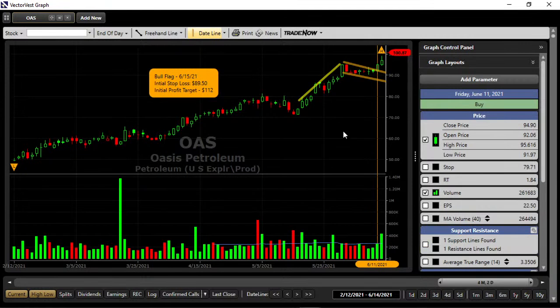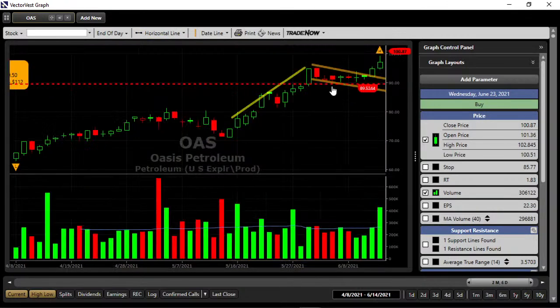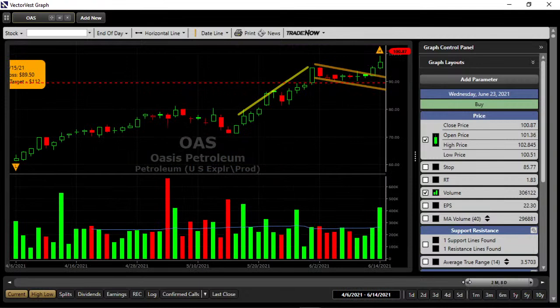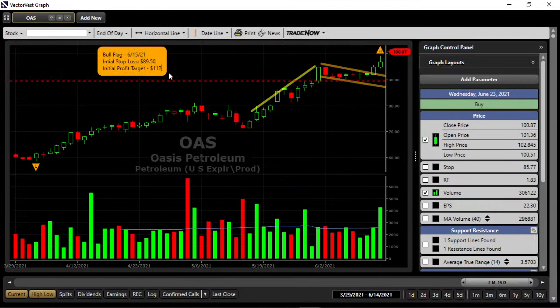Okay, so let's put some numbers to this now. My initial stop loss, let me draw a horizontal line. I wrote on my chart here, I created a little note, $89.50. That's right there. A little bit below the low of the consolidation period. Let me zoom in so we can see it a little bit better. That was my initial stop loss. My profit target is actually $114. This is what I did.